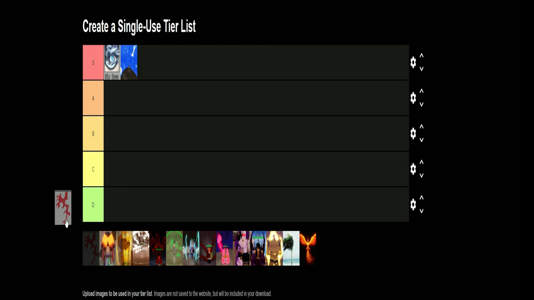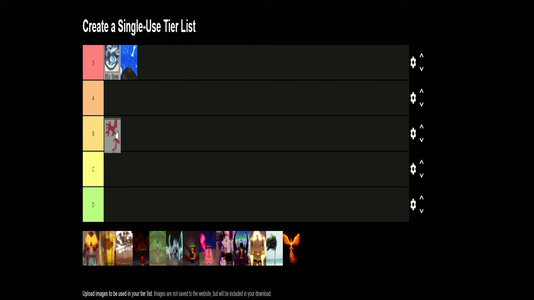Next one is Slayer's Mark. This one buffs your melee damage. So it's not as good as Conqueror's Haki, but it's still up there. For melee builds, if you can get this, but you can't get Conqueror's, I'd say this is A tier. It's really good.